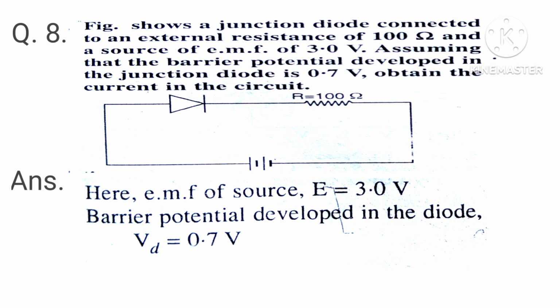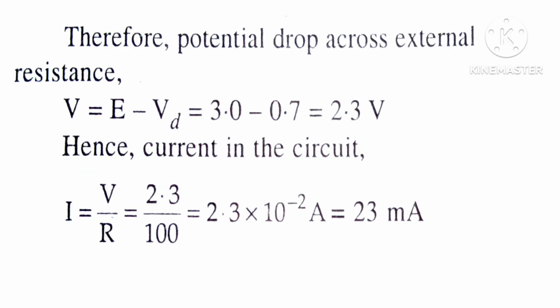Here EMF of the source equals 3 volt. Barrier potential developed in the diode VD equals 0.7 volt. Therefore, potential drop across external resistance V equals E minus VD equals 3 minus 0.7 equals 2.3 volt. Hence, current in the circuit I equals V upon R equals 2.3 upon 100 equals 2.3 into 10 to the power minus 2 ampere, that is 23 milliampere.